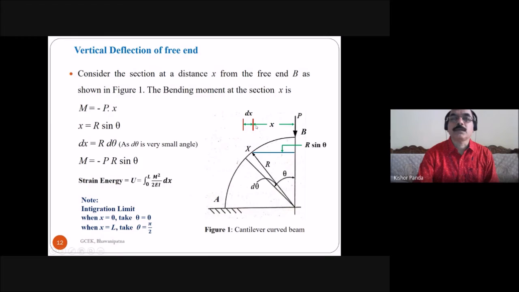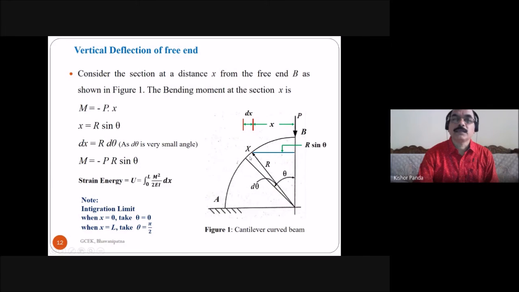Let us take a section X at a distance x from the free end B. So this is the section at a distance x. You take a section X and you have to find out what is the moment here. This is the elemental length dx, along the chord direction or along the arc direction.